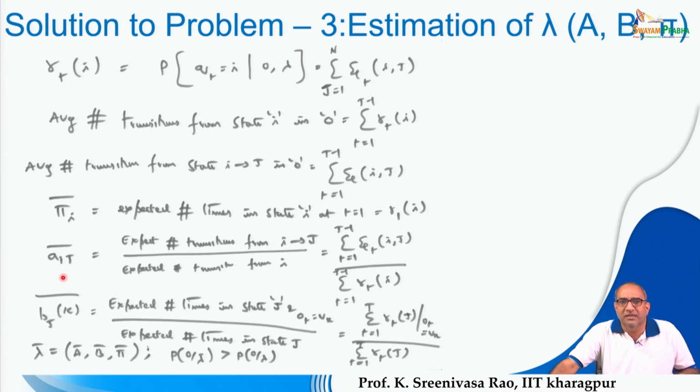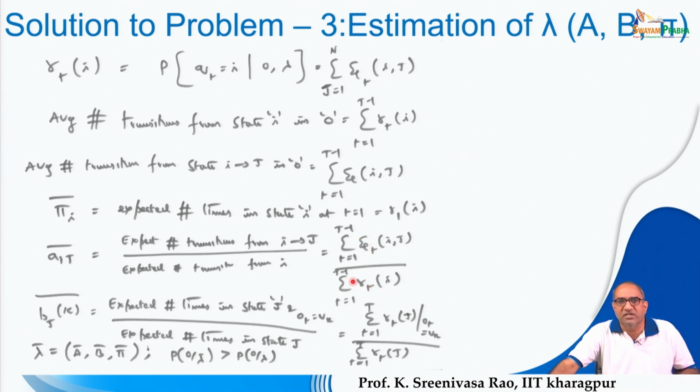Similarly, a i j bar is nothing but the transition matrix, which is the expected number of transitions from i to j divided by the expected number of transitions from i to anywhere, right. So, this fraction gives you this one. So, this is nothing but the summation over all t's of eta t of i j divided by the summation over all t's of gamma t of i, right.